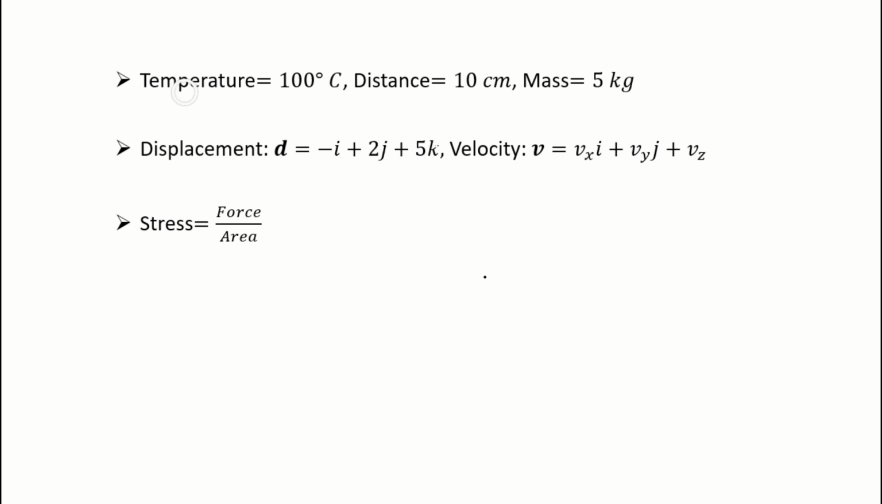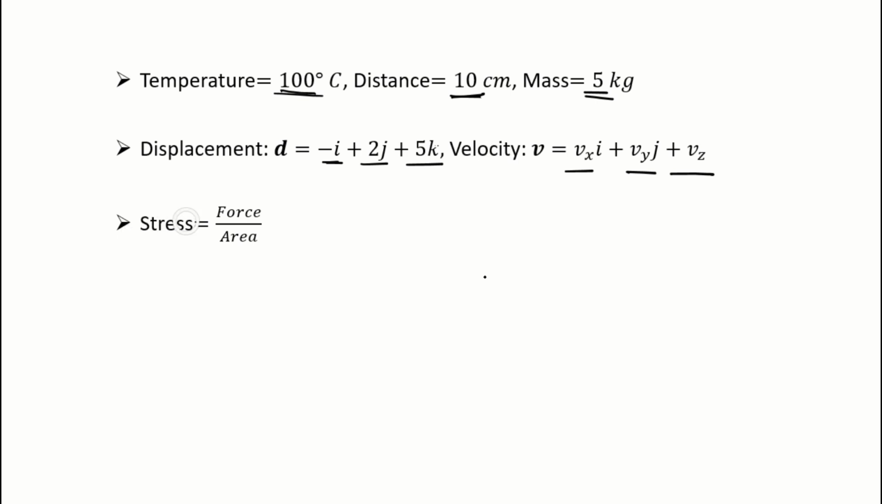Physical quantities like temperature, distance and mass are examples of scalars. To represent a scalar we need a value, or we can say a magnitude. Quantities like displacement and velocity need magnitude as well as direction. So we need two things, magnitude plus direction. These quantities are called vectors. So displacement, velocity, acceleration are examples of vectors.